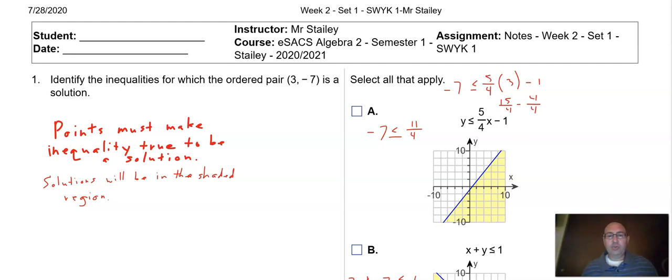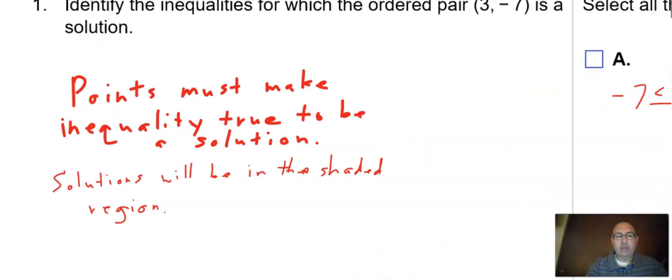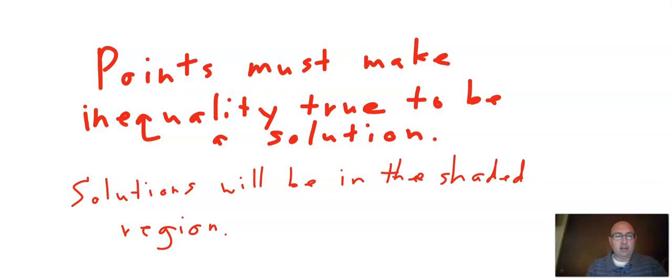All right, we're on week 2 and set 1, and these are the notes for the first SWYK. So I'm going to zoom in here because the writing I did originally looked horrible, and I was messing around with different size pens. Anyway, I need you to understand, in order for a point to be a solution to an inequality, it must make the statement true.